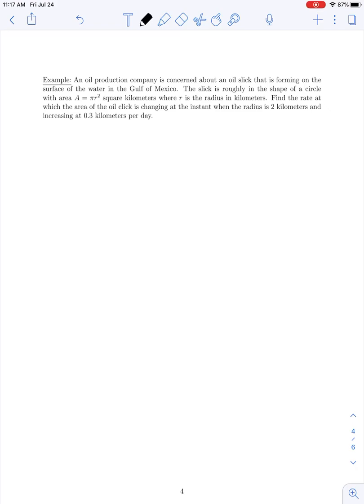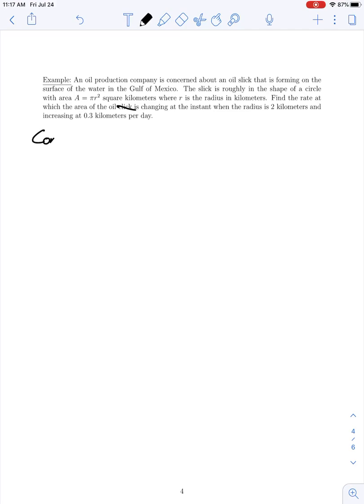Here we have an oil production company which is concerned about an oil slick that's forming on the surface of the water in the Gulf of Mexico. We're told the slick is roughly in the shape of a circle with area A equals pi r squared, square kilometers, where r is the radius in kilometers. And we're supposed to find the rate at which the area of the oil slick is changing at the instant when the radius is 2 kilometers and increasing at 0.3 kilometers per day.